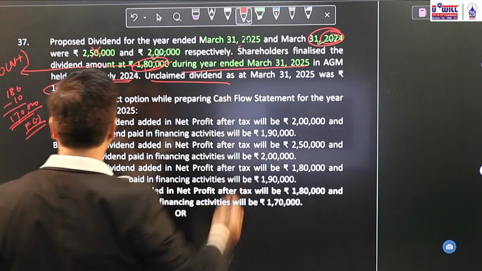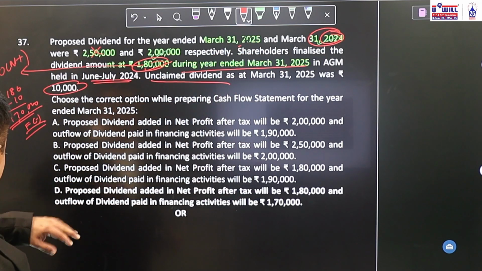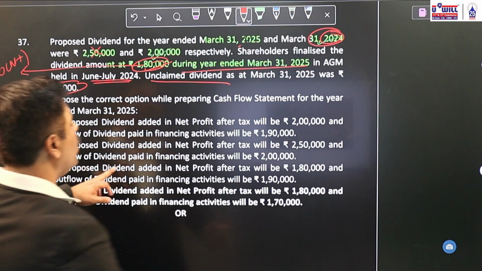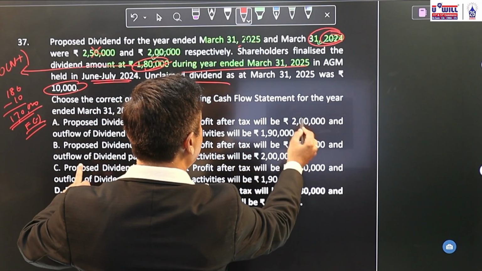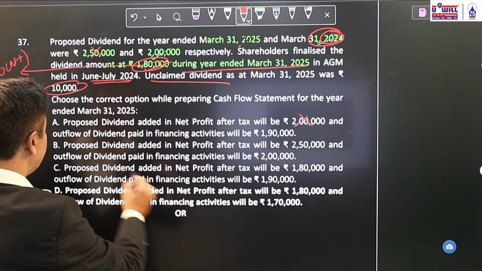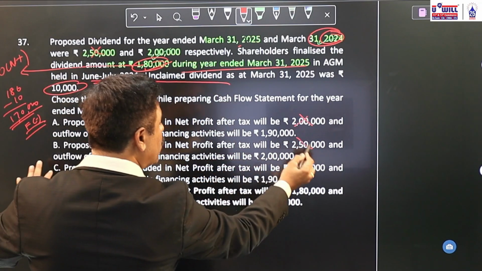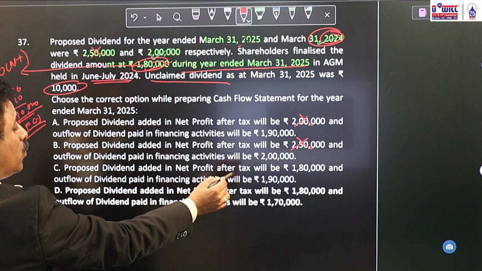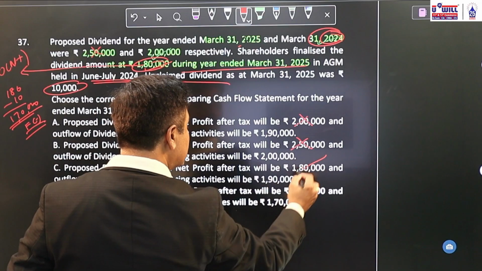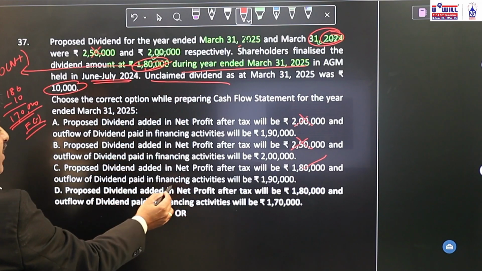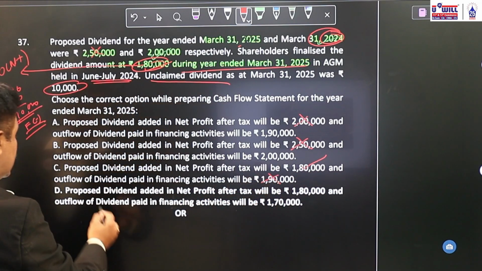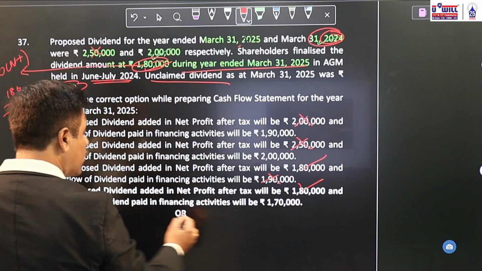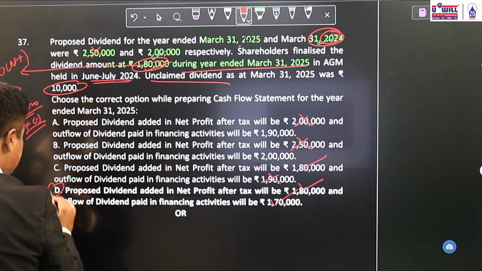Let's read the options. Proposed dividend will be added in net profit 2 lakhs? No, it is 1,80,000. Proposed dividend 2,50,000? No. Proposed dividend added in net profit after tax will be 1,80,000. Yes, this is correct. And outflow of dividend 190? No, it is 1,70,000. Proposed dividend added in net profit 1,80,000 and outflow of dividend 1,70,000. Option D is the correct option.